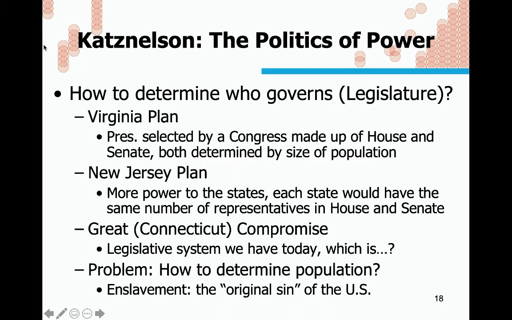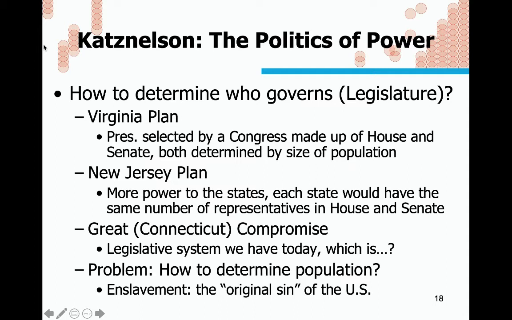The problem at the time was how to determine the population of a state, because again, at this time, the only people who could vote were white landholding men, who were adults, of course. But the population, states wanted to count everybody. However, enslavement was a bit of a problem here, right? The original sin of the United States is Katznelson's term here.